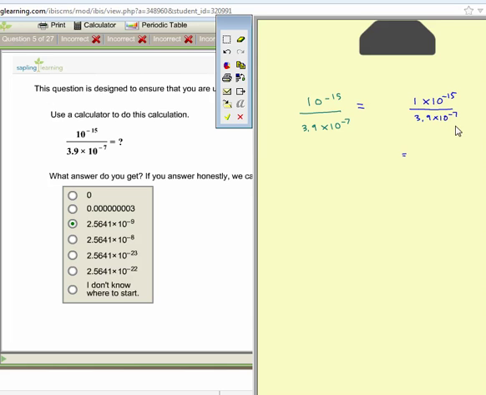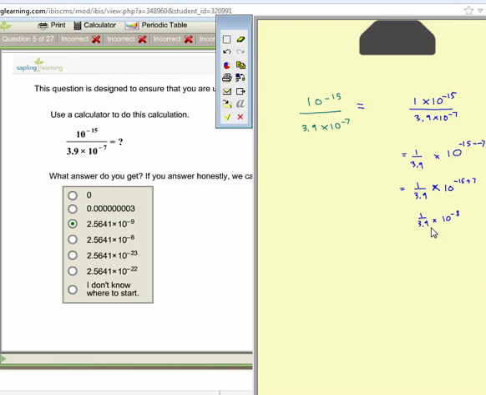You have the same base, which we do in this case. You keep the base, and then you subtract the lower exponent from the higher exponent. So we have 1 divided by 3.9 times 10 to the minus 15 minus negative 7. This becomes minus 15 plus 7, which becomes 10 to the minus 8.